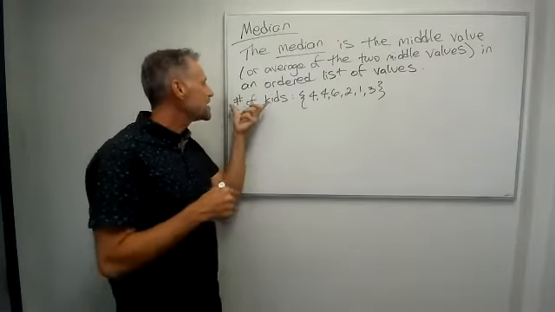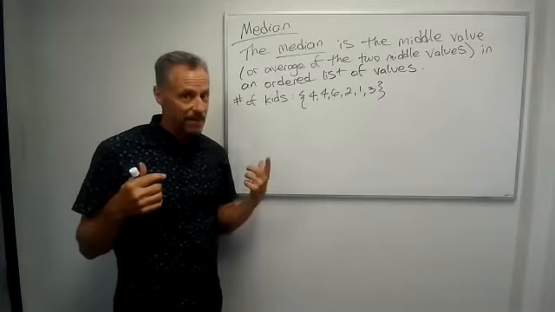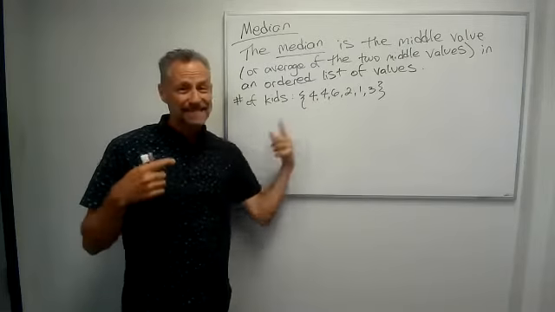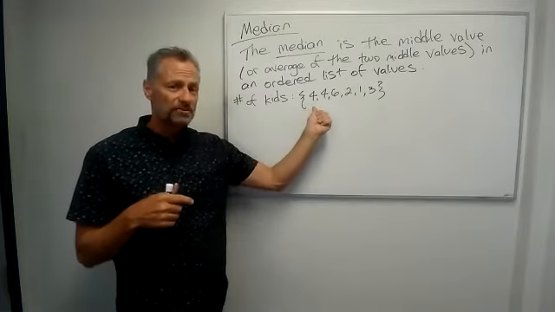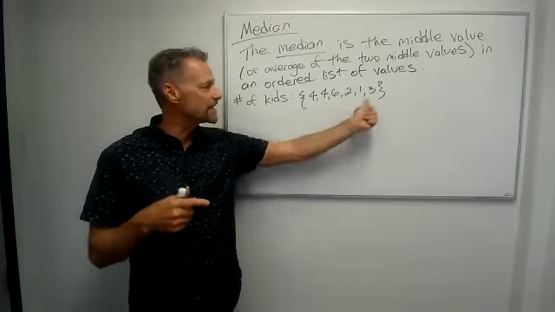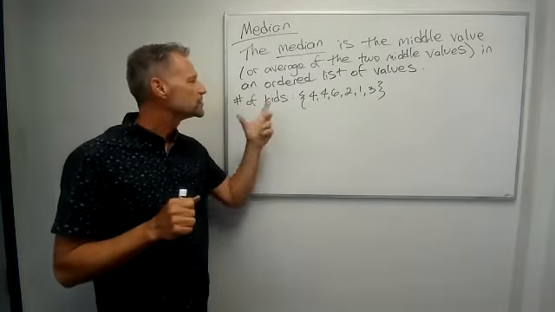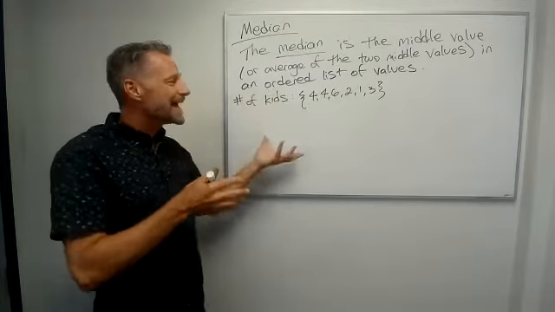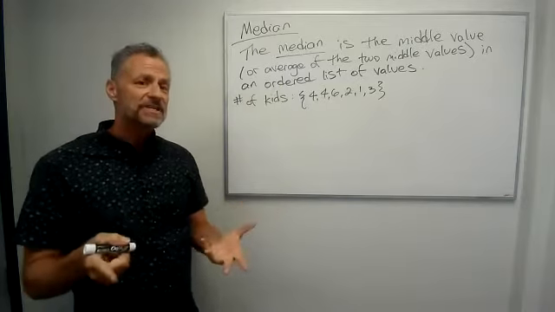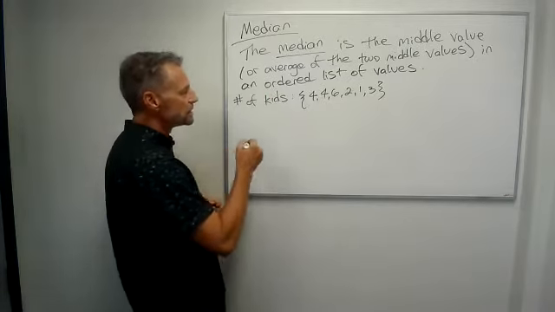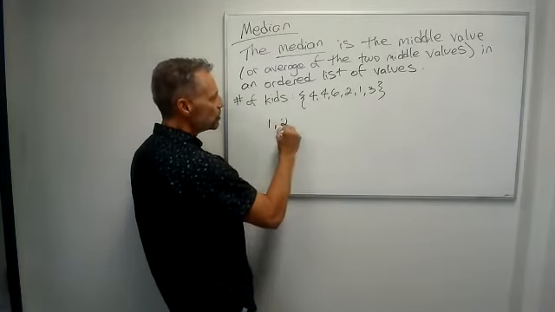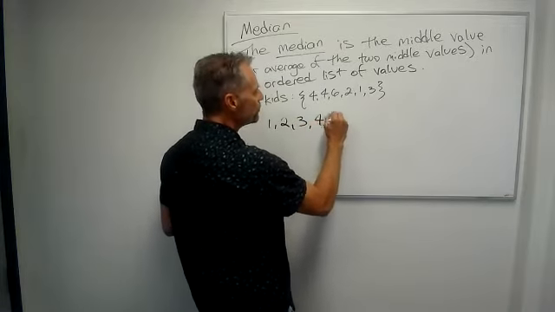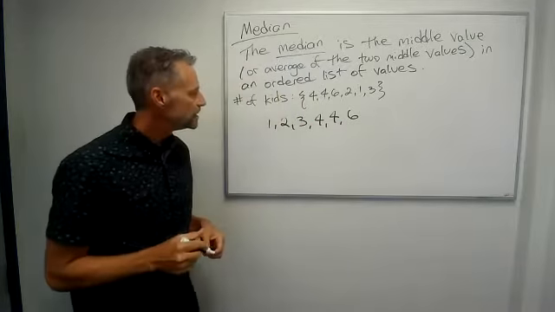So here's the data set, number of kids in my family. There's 6 kids in my family. My oldest brother has 4 kids. My next oldest has 4, etc. Down to me, I have 3 kids. Let's put these in order first to find the median. So we'll go smallest to largest: 1, 2, 3, 4, 4, 6.